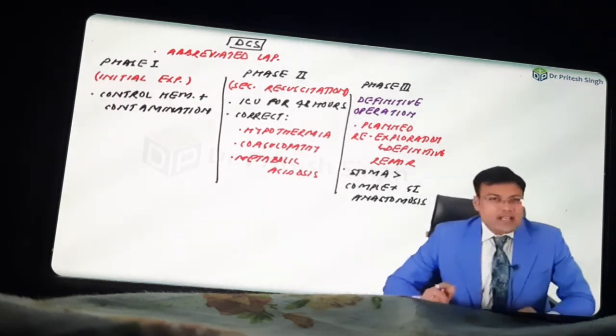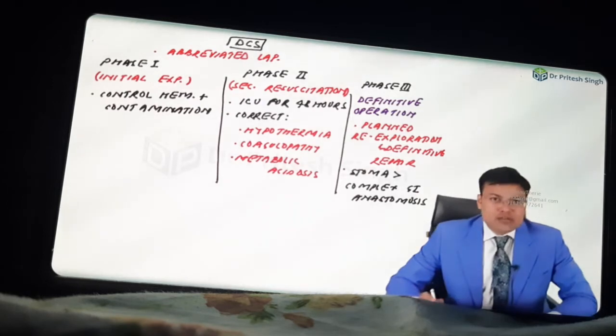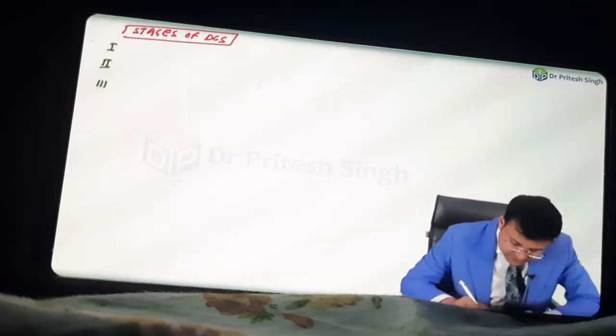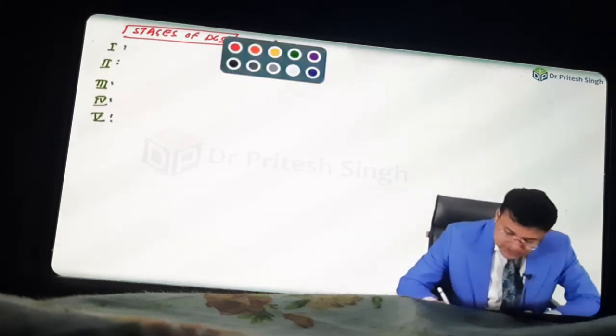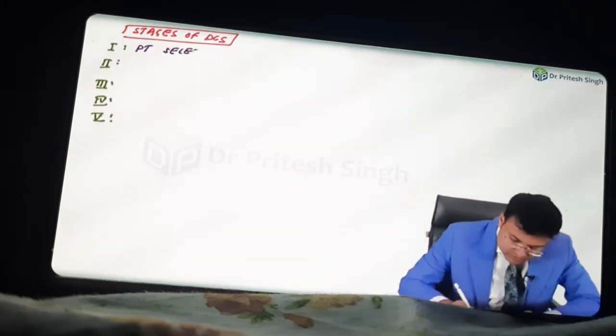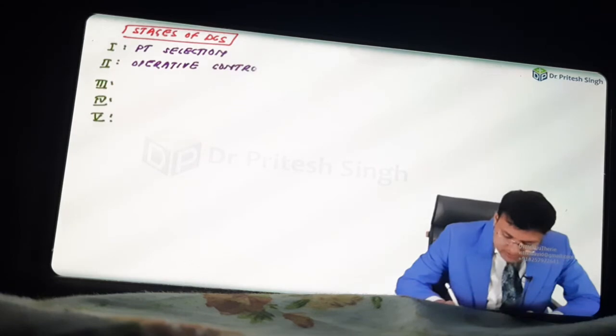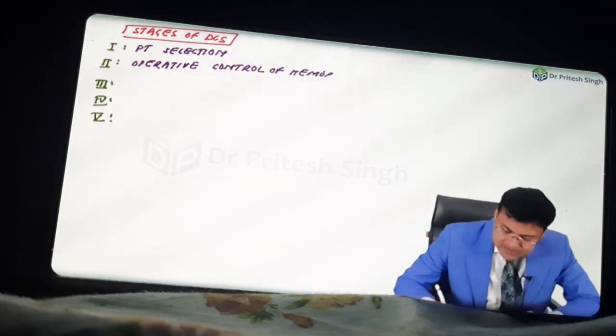These are three phases. In AIIMS, there was one question about stages of damage control surgery. There are 5 stages. 3 phases, 5 stages. What are the stages of damage control surgery? Stage 1 is patient selection. So we have to select the patient. Which patient will be taken for this damage control surgery? Stage 2 is operative control of hemorrhage and contamination.